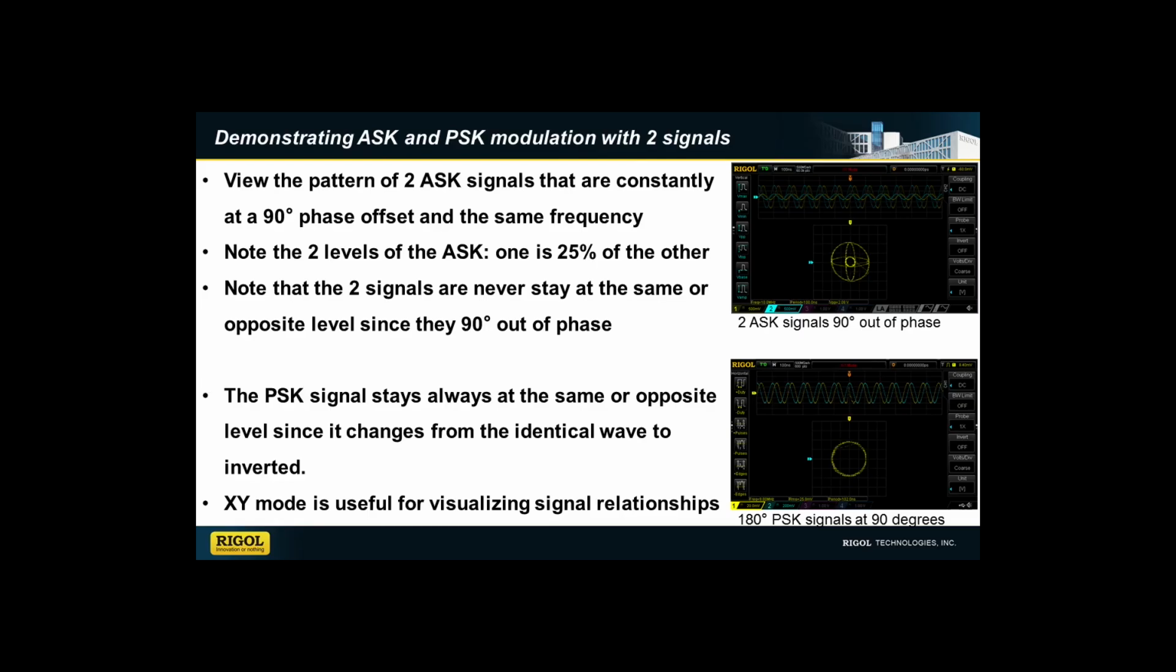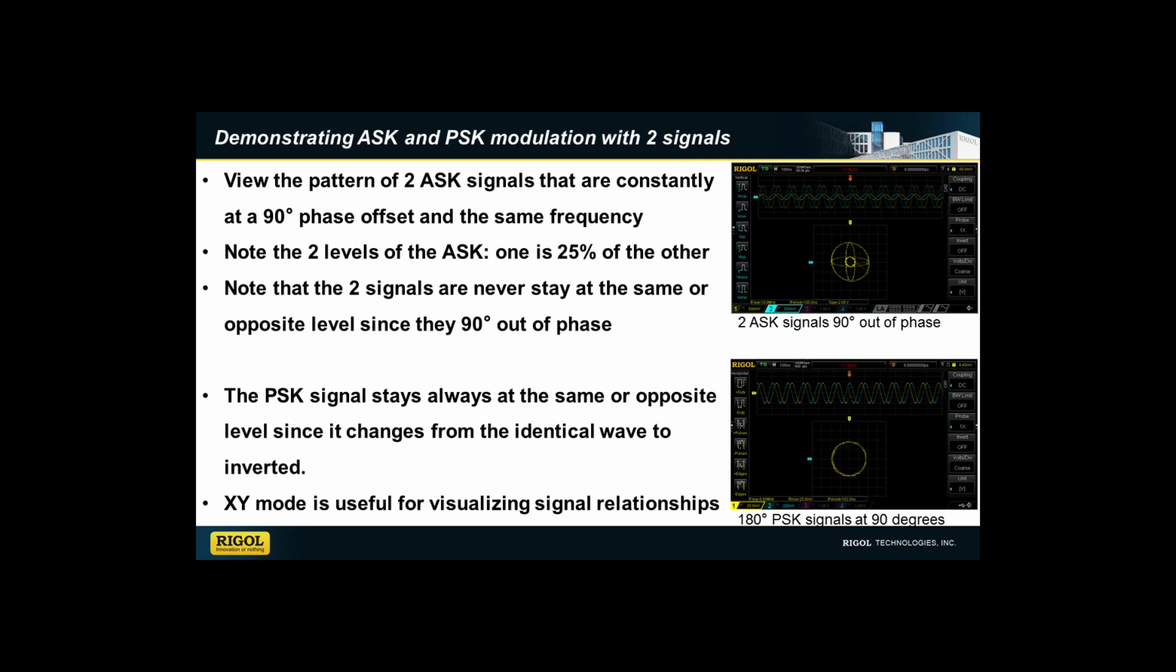So let's summarize that on this slide. Here, we demonstrated our 2 types, ASK and PSK modulation, using 2 signals coming out of our generator going into channel 1 and channel 2 of the scope. And we can use XY mode on the scope to visualize these in a different way. Because we wanted both channels to be 90 degrees out of phase, we in essence create circles on both the ASK and the PSK. On the ASK, we can see the smaller circle for the lower amplitude and the larger circle for the higher amplitude signals.